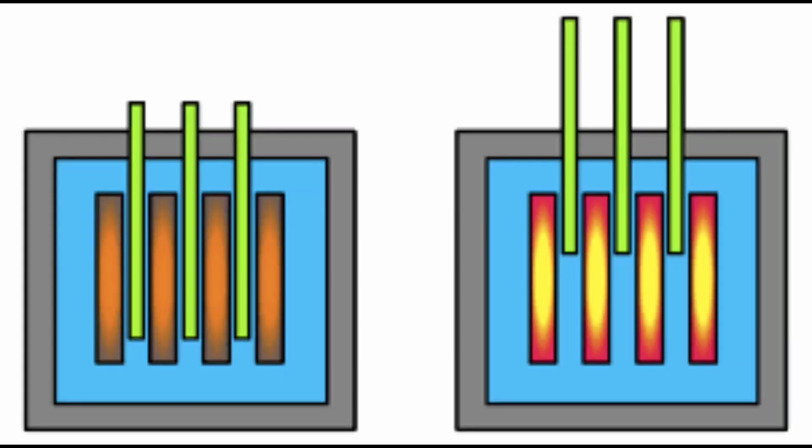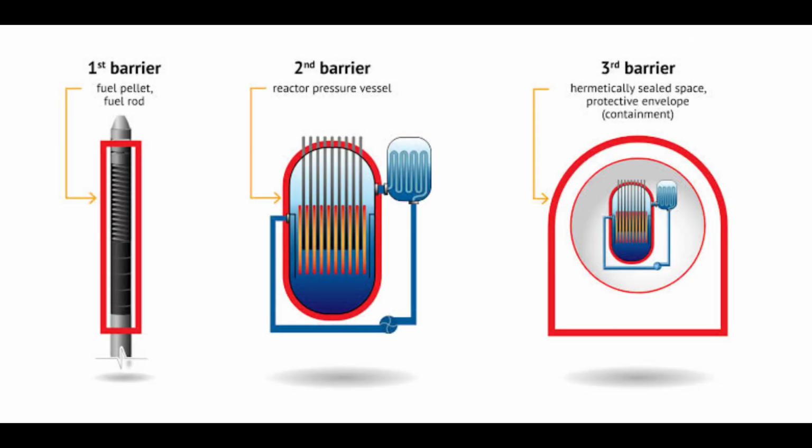Control rods: control rods made of materials that absorb neutrons are used to regulate the rate of the chain reaction. Inserting or withdrawing these rods adjusts the power output. Safety systems: multiple safety measures, including backup cooling systems and emergency shutdown mechanisms, are in place to prevent accidents.